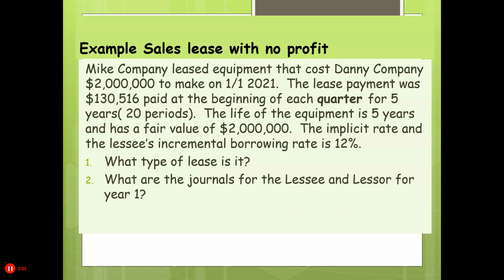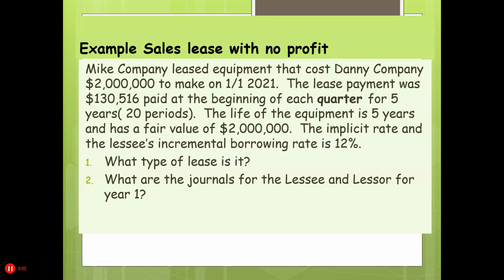Now let's take a look at an example. And in this example, we have no profit. So Mike leased equipment that cost Danny $2 million on 1/1/2021. The lease payment was $130,550 paid at the beginning of each quarter for 5 years. That would be 20 periods, 4 times 5. The life of the equipment is 5 years and it has a fair value of $2 million. The implicit rate and lessee's incremental borrowing rate is 12%.